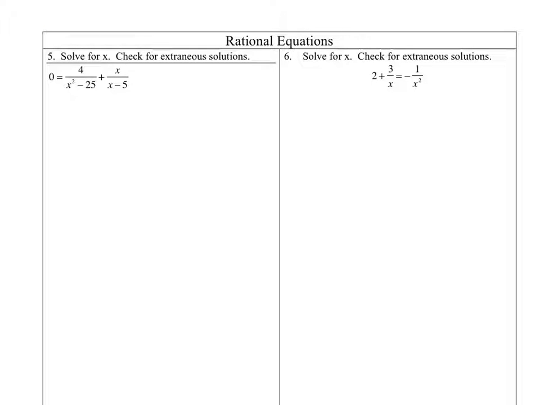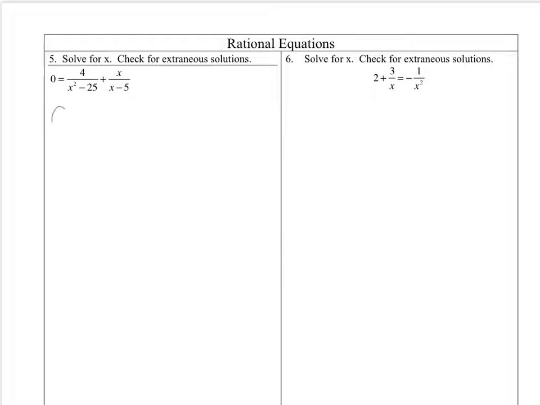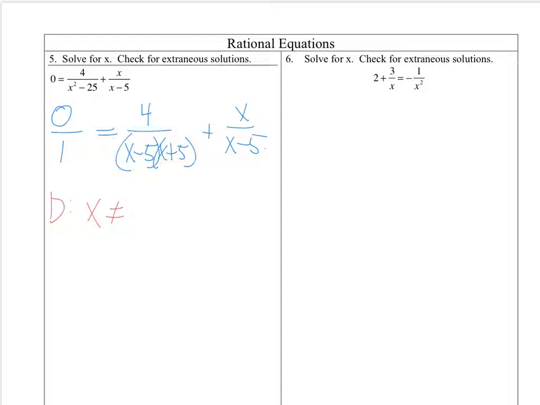Next up, we got to solve some rational equations. And to do so, I'm going to find some common denominators. We've got something equal to 0. Let me write that as 0 over 1, just to be annoying. And then on the right side, we're going to have 4 over x minus 5, x plus 5, and x over x minus 5, nothing to factor. Next up, domain. My domain is x cannot equal 5 or negative 5.